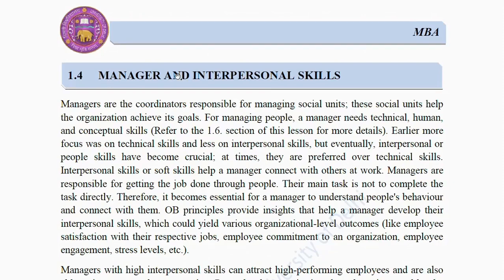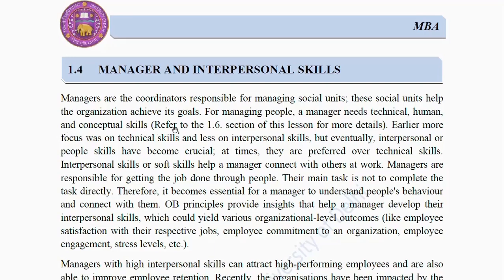1.4 Manager and interpersonal skills. Managers are the coordinators responsible for managing social units. These social units help the organization achieve its goals. For managing people, a manager needs technical, human, and conceptual skills. Earlier, more focus was on technical skills and less on interpersonal skills. But eventually, interpersonal and people skills have become crucial. At times, they are preferred over technical skills.